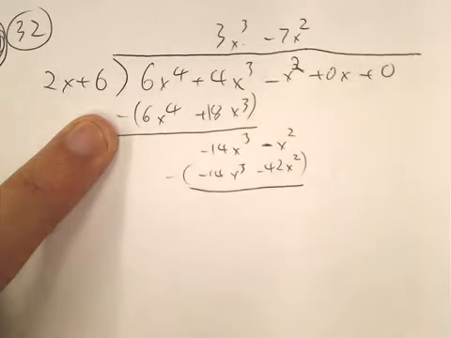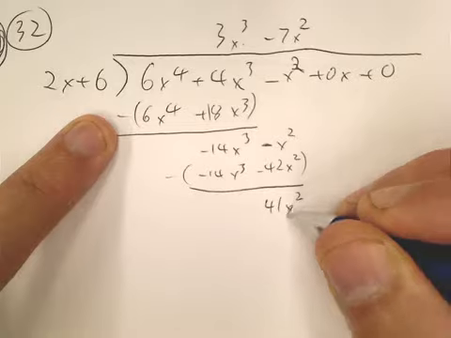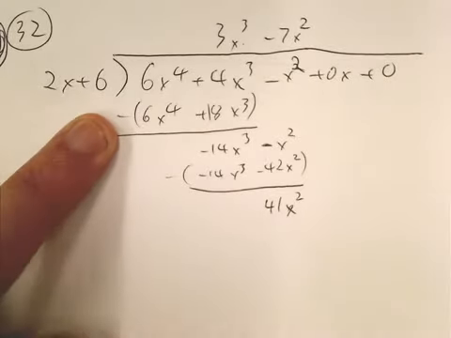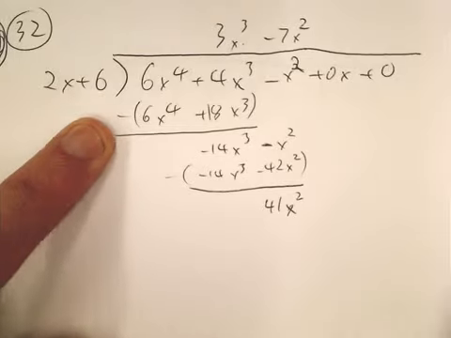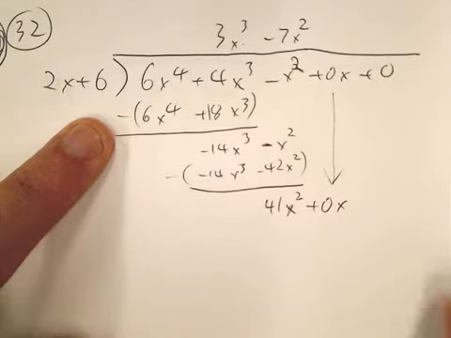And subtract. So that's going to give me 41x squared. Be careful with the signs. Negative 1 minus a negative 42. Remember, minus a negative is addition, and so it's going to be 41. Let's bring down that next term.